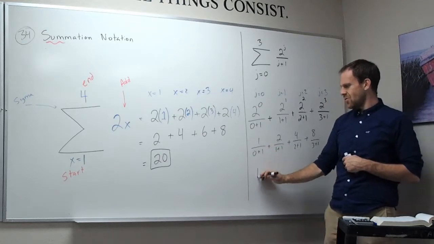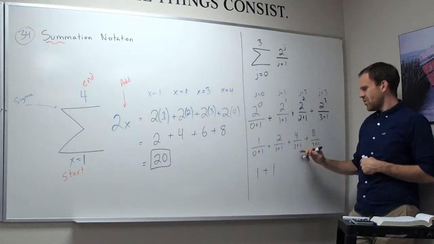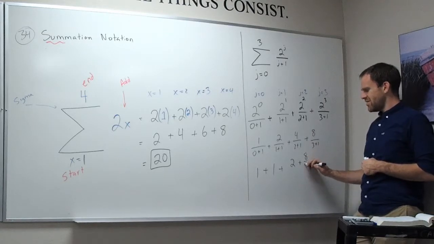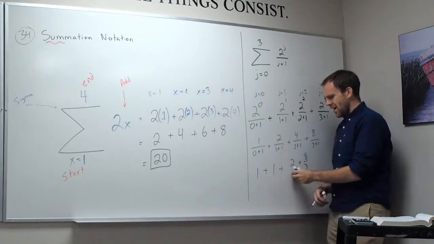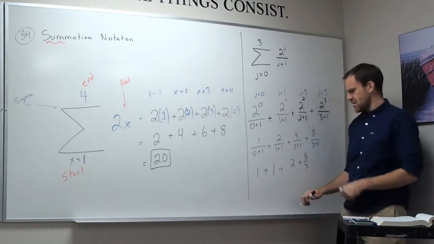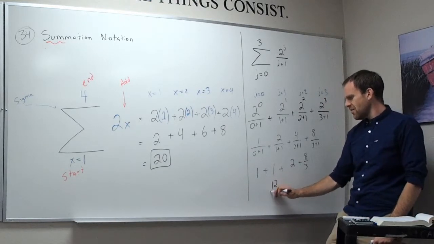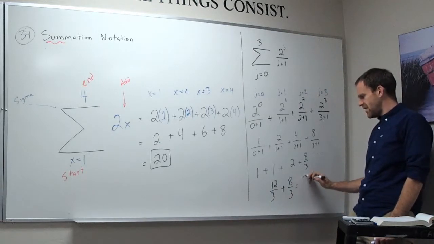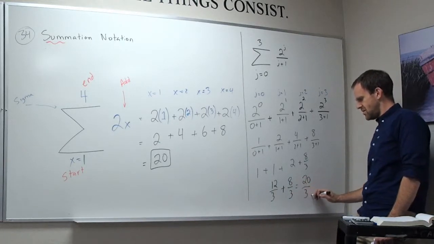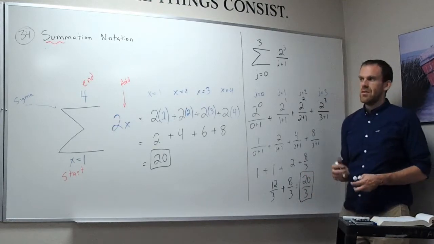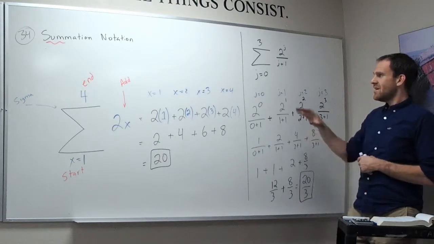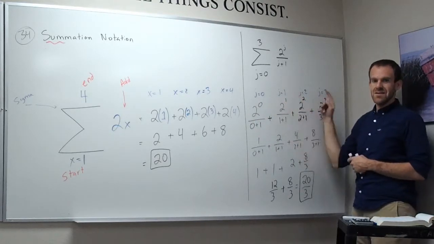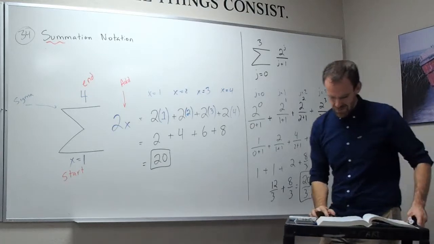1 over 1 is 1, 2 over 2 is 1, 4 over 2 is 2, 8 over 3 is 8/3. Adding these up, I have 4 plus 8/3. That is the same as 12/3 plus 8/3 for my final answer of 20/3. The key to the summation is you add the same thing over and over again, but change the counting number. Let's try another example.